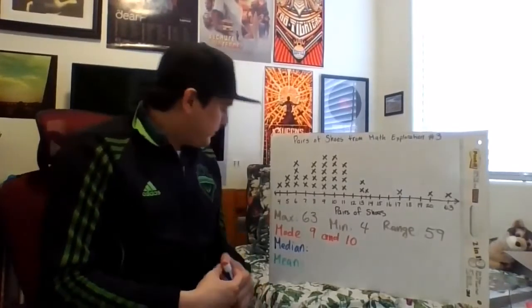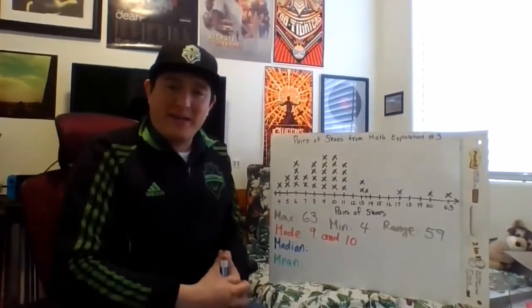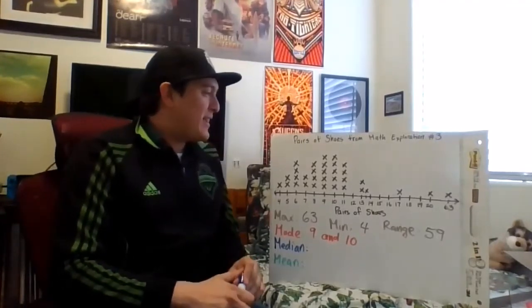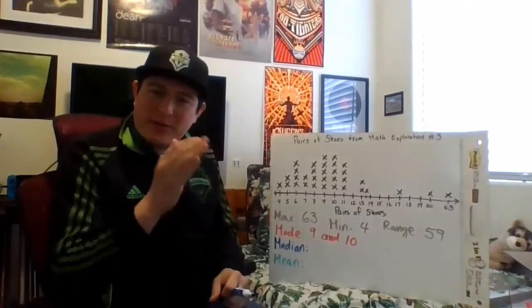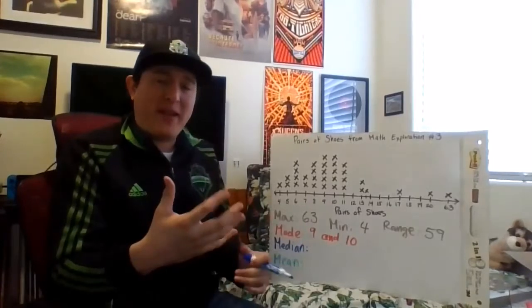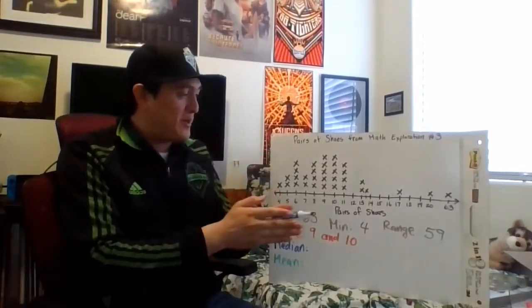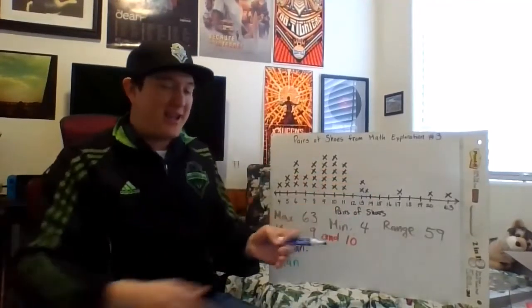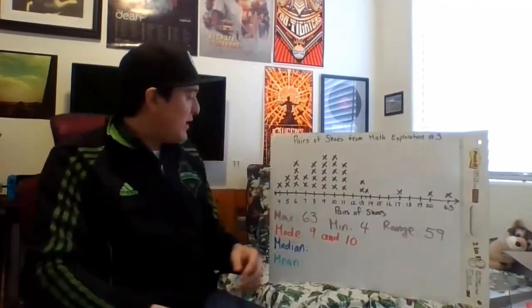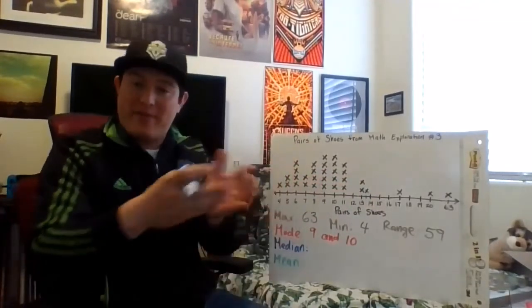All right, so the next term I want to talk about is median. And median is what is the middle number. Now, it's a little bit more complicated than that. You have to actually organize your data points from smallest to largest and include all the number of times it appears. And so if 5 appears twice, you have to put it twice.